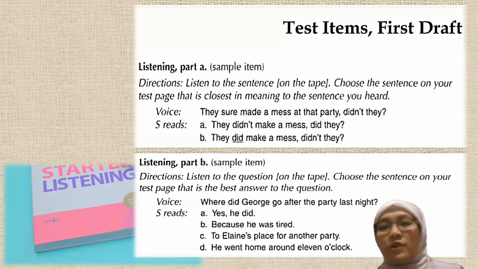Make certain that the intended answer is clearly the only correct one. For example, where did George go after the party last night? Yeah, sorry. Where did George go after the party last night? Jadi kita udah bahas ya. A, yes, he did. B, because he was tired. C, to Ellen's place for another party. D, he went home around 11 o'clock.